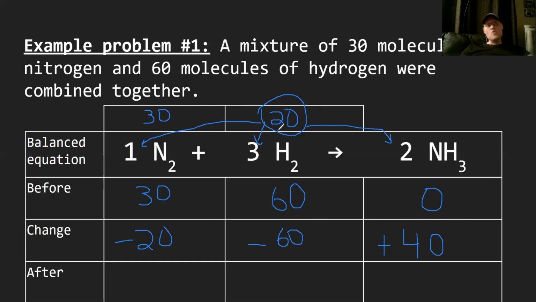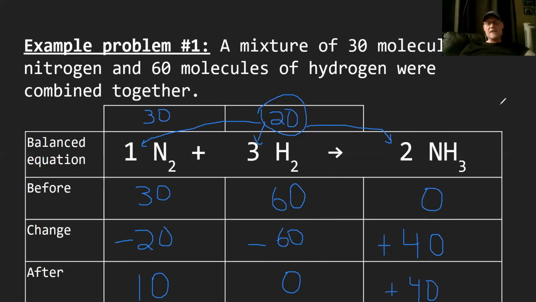I'm then going to use that 20 to multiply by 1, to multiply by 3, and to multiply by 2, to give me the negative 20 molecules of nitrogen, which leaves me with only 10 molecules of nitrogen left after the reaction's finished. There's going to be 0 molecules of hydrogen because all 60 molecules of hydrogen are going to go away. And then for the ammonia, 40 molecules of ammonia are going to show up.